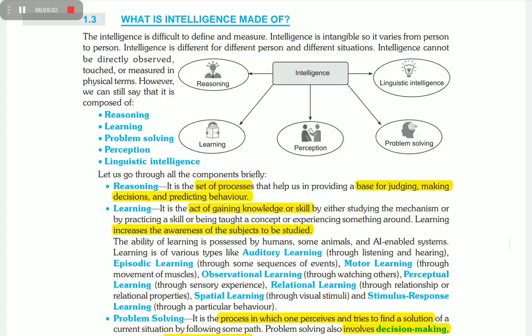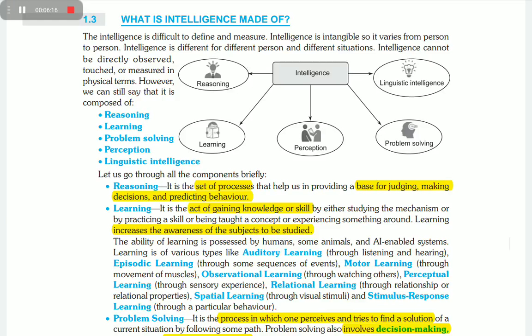Intelligence is intangible, so it varies from person to person. Intangible means not clear or defined. The next line is: intelligence is different for different persons and different situations. That means the same intelligence can't be used for different persons or different situations. It is written this way.